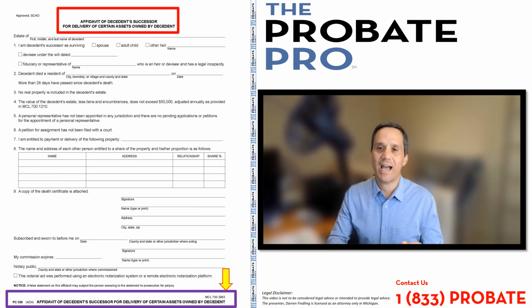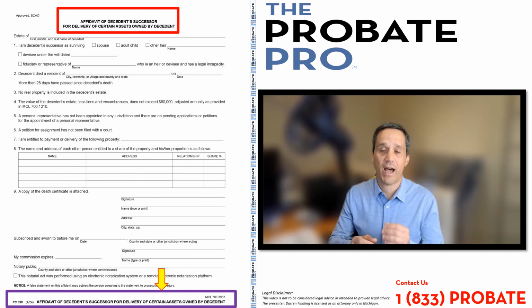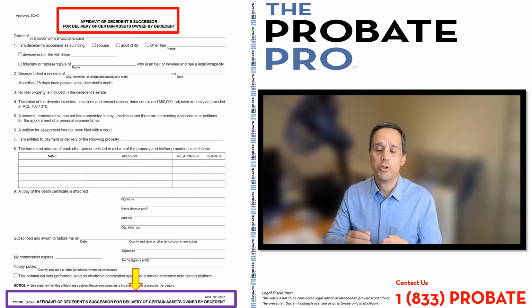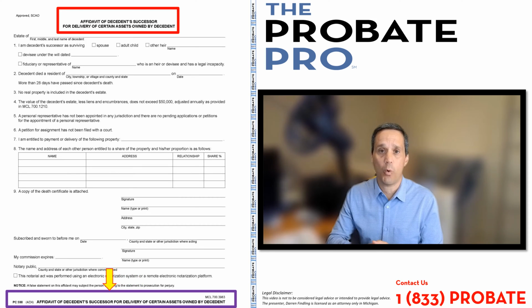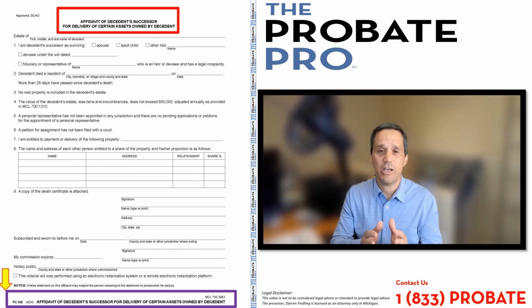First, let's identify the statute, MCL 700.3983, that governs this particular form. And as you can see by the moving cursor at the bottom, this form was revised in April of 24 to go into effect in May of 24. So it applies to dates of death after May 21, 2024. It is PC 598. It is a State Court Administrative Office form, PC 598. Single page, very easy to fill out.